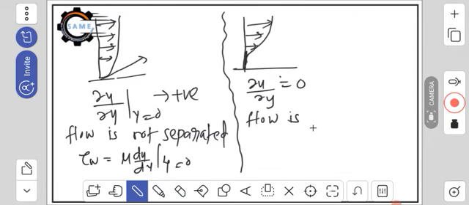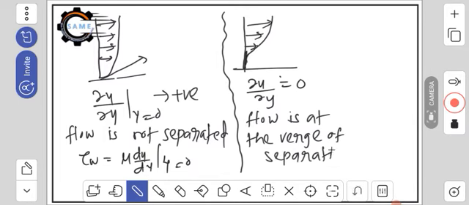Here the flow is just at the verge of separation. Whenever the flow is at the verge of separation, du/dy is equal to 0, which means the wall shear stress tau wall is equal to 0.